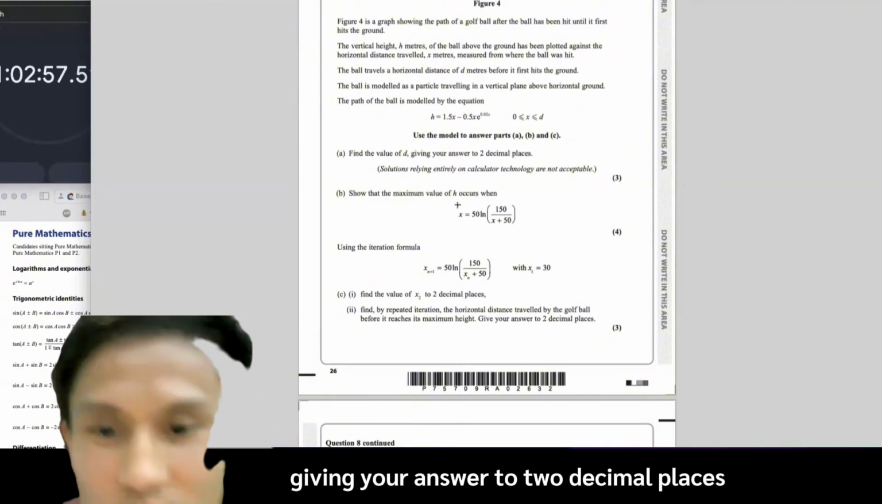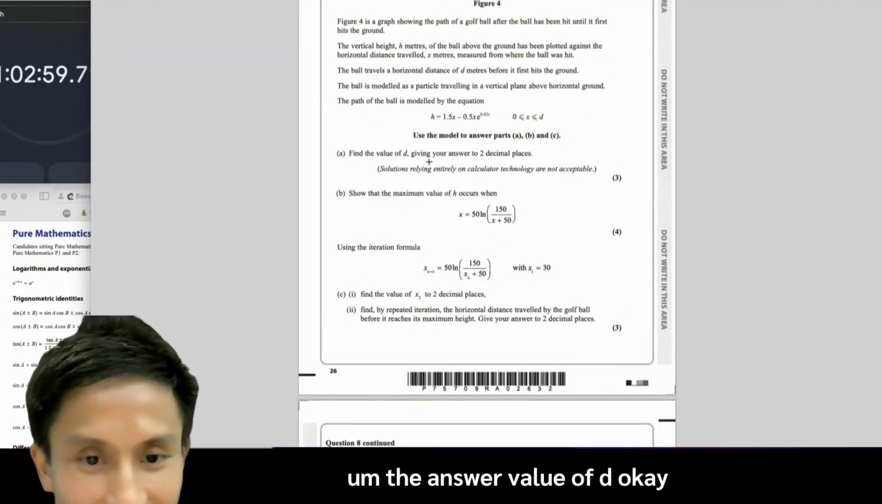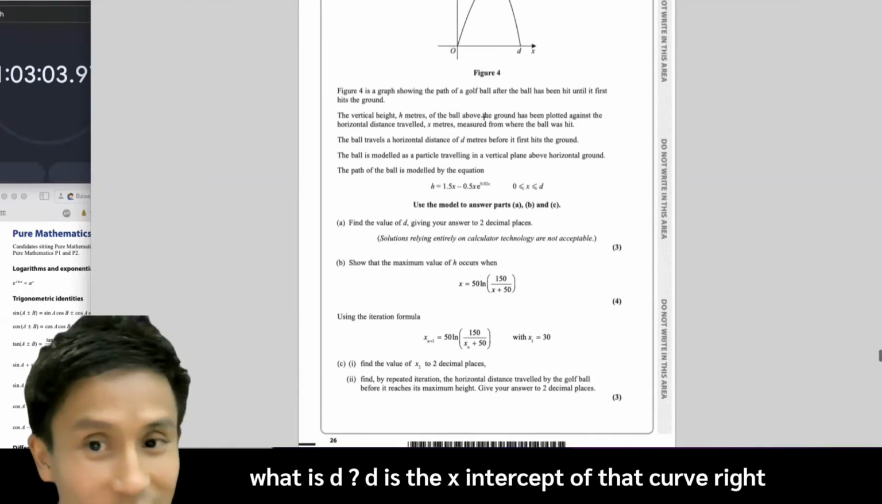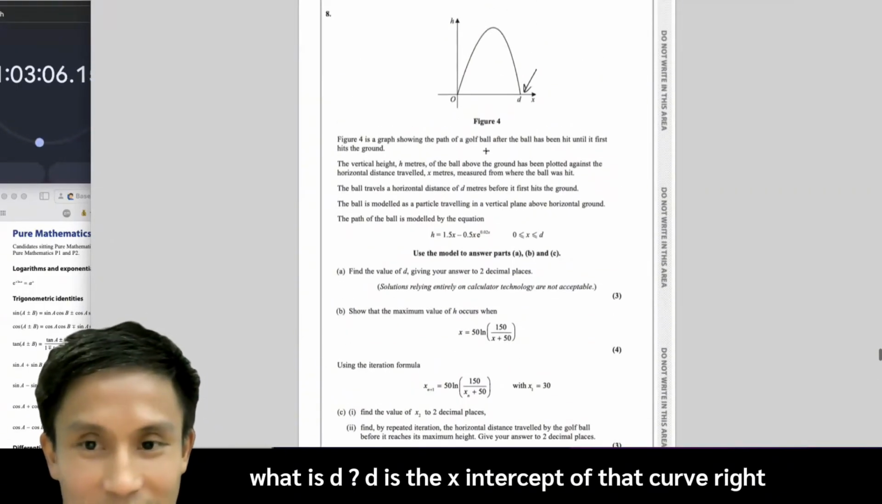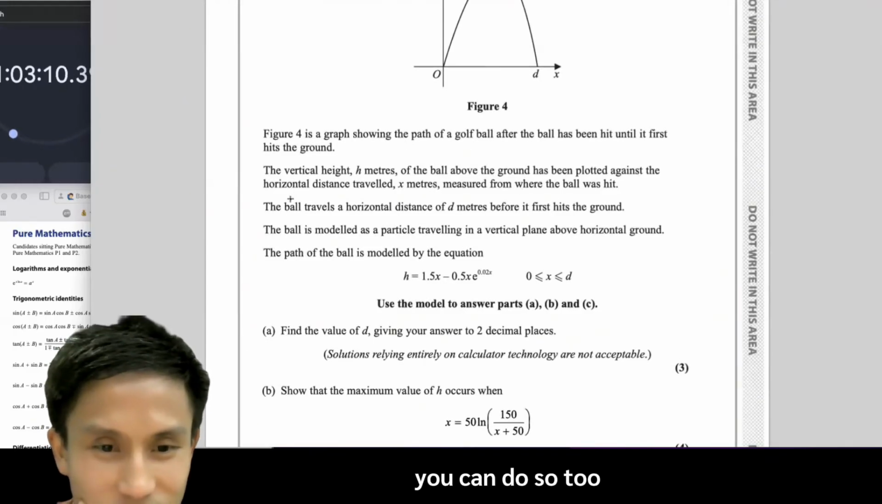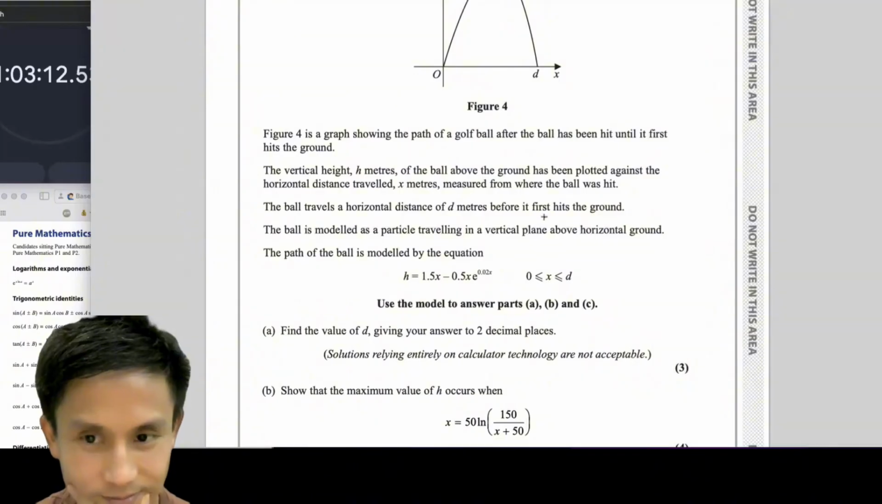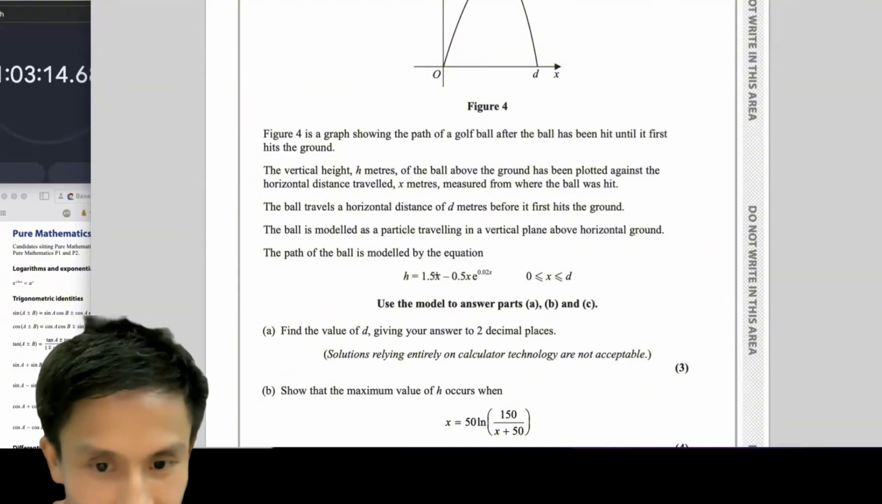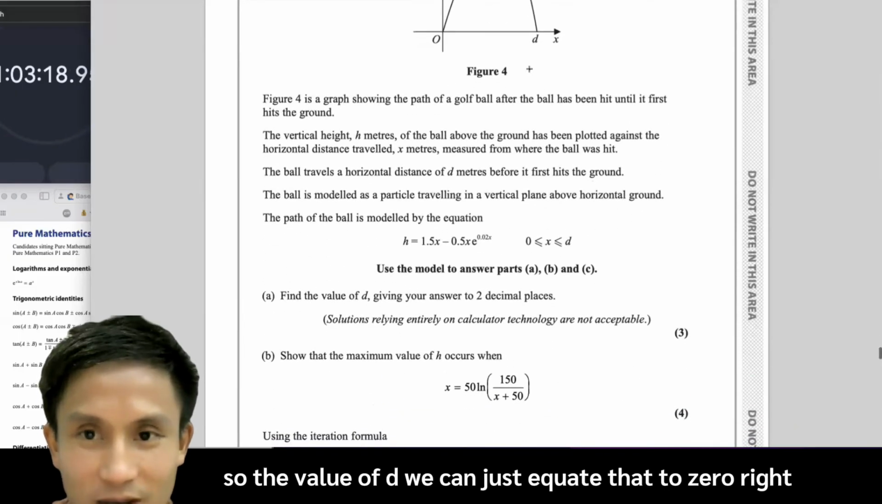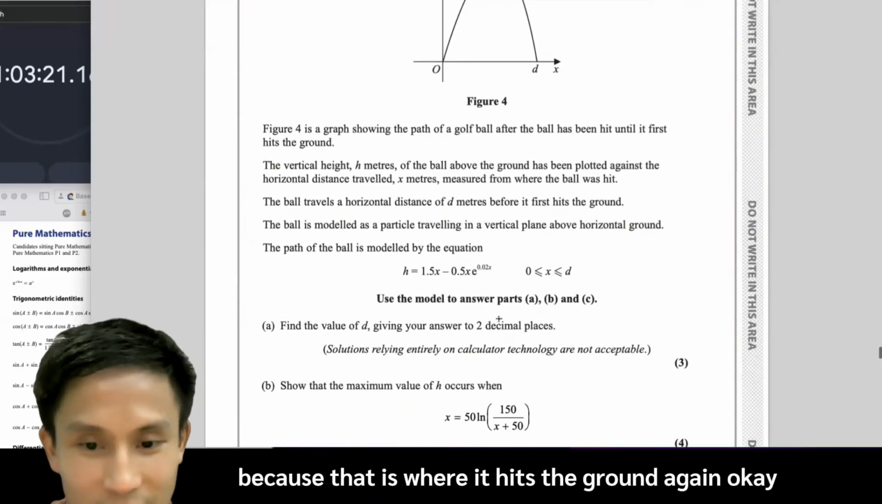Find the value of D, giving your answer to 2 decimal places. Okay, what is D? D is the x-intercept of that curve, right? So I'm going to read the question carefully here. You can do so too. Okay, so the value of D, we can just equate h to 0, right? Because that is where it hits the ground again.